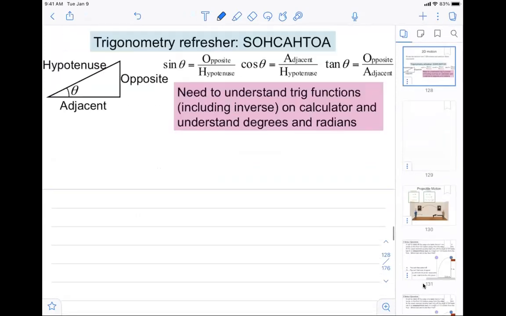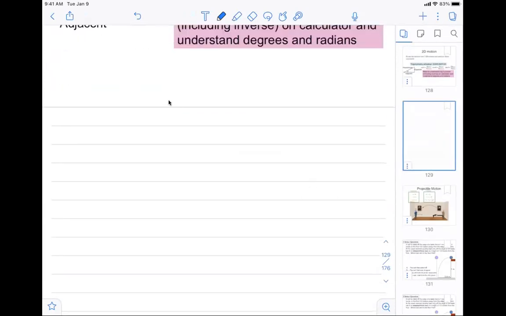Okay, so let's see if we have an x and y component.